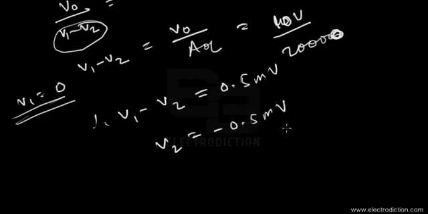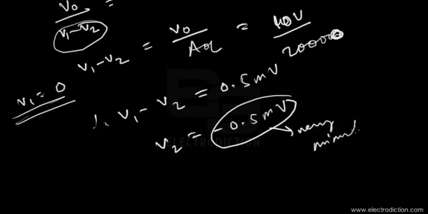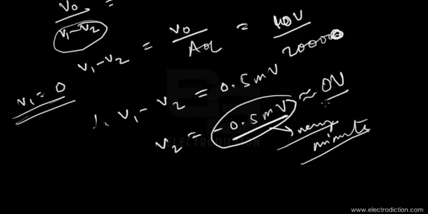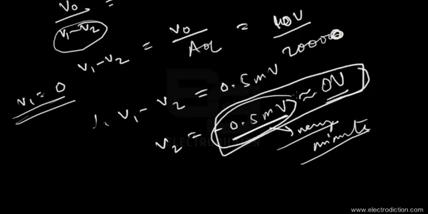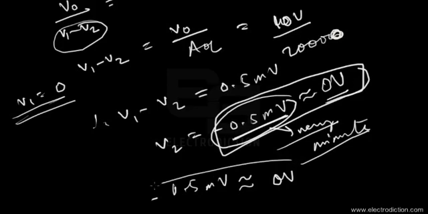Just tally this output voltage. This voltage of 0.5 millivolts, as you can see, is very minute, very small, so it can correspond approximately to 0 volts. So this 0.5 millivolt, being very small, can approximately be taken as equal, almost equal, to the ground voltage.